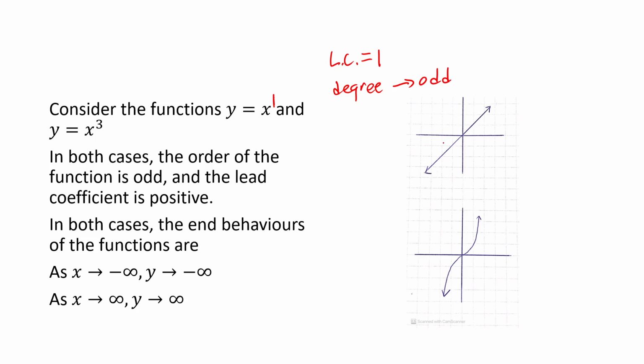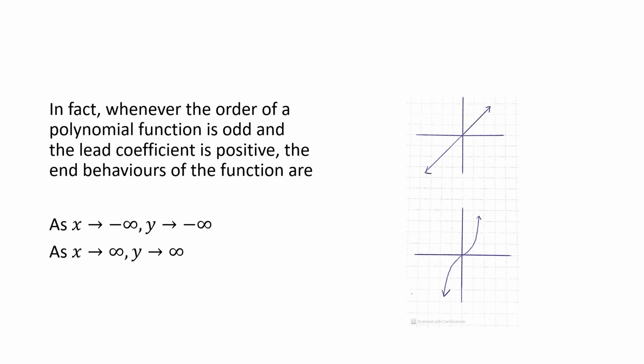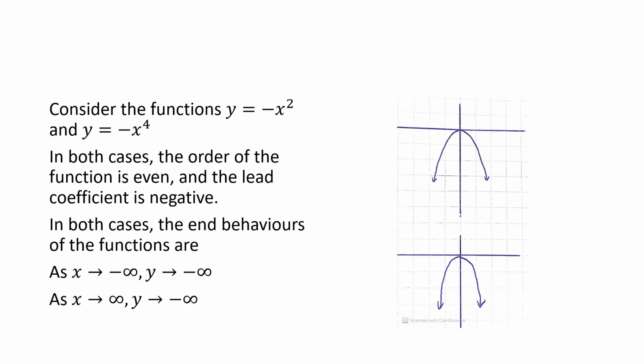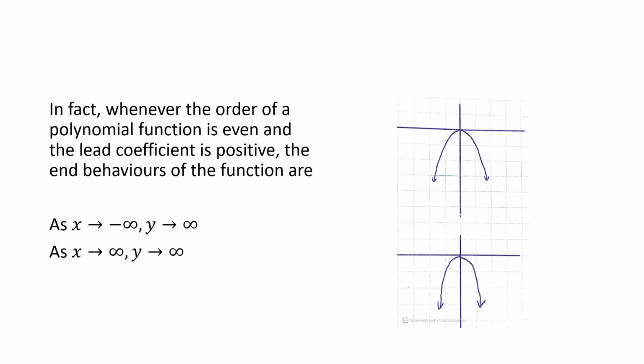Well, if we look at the function y equals x to the 1, we see that our end behaviors are in the first and third quadrants. And if we look at the function y equals x cubed, we see that the end behaviors are in the first and third quadrants. And that is what we said it would be in our table a few slides forward.